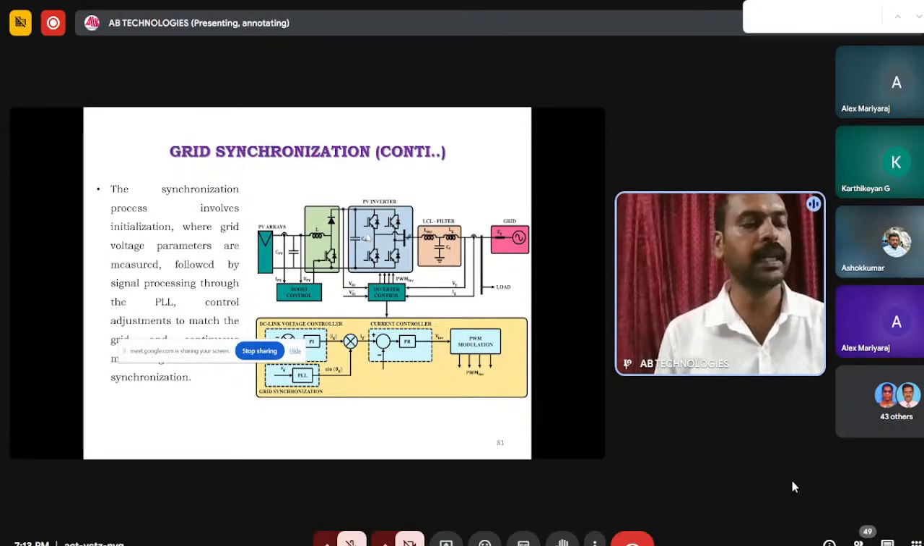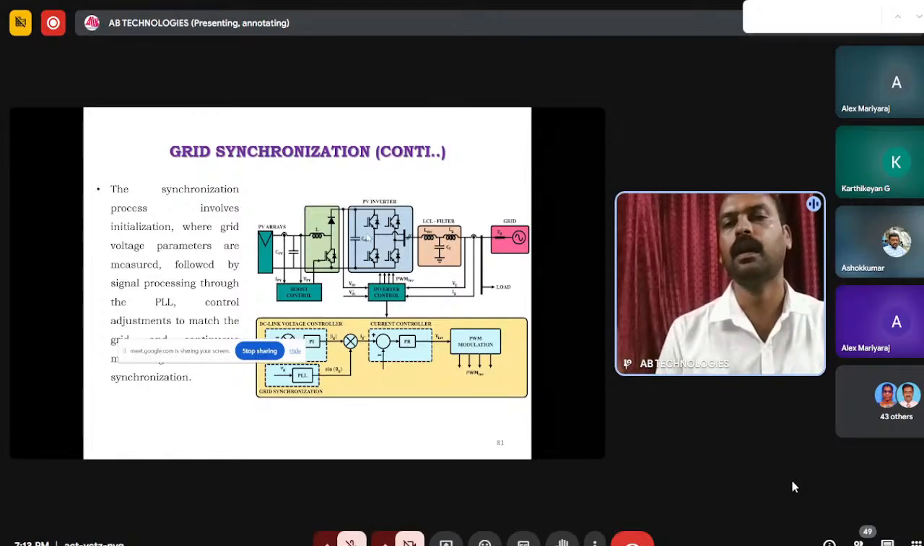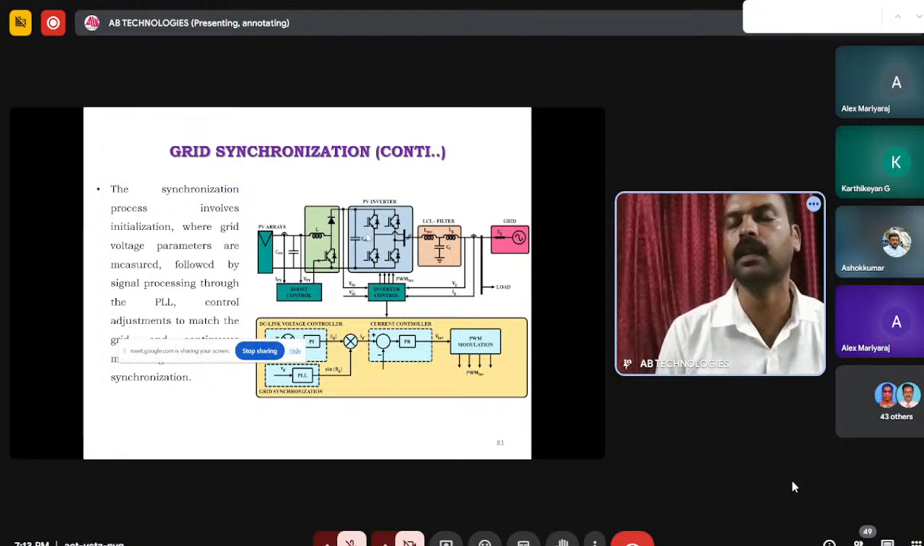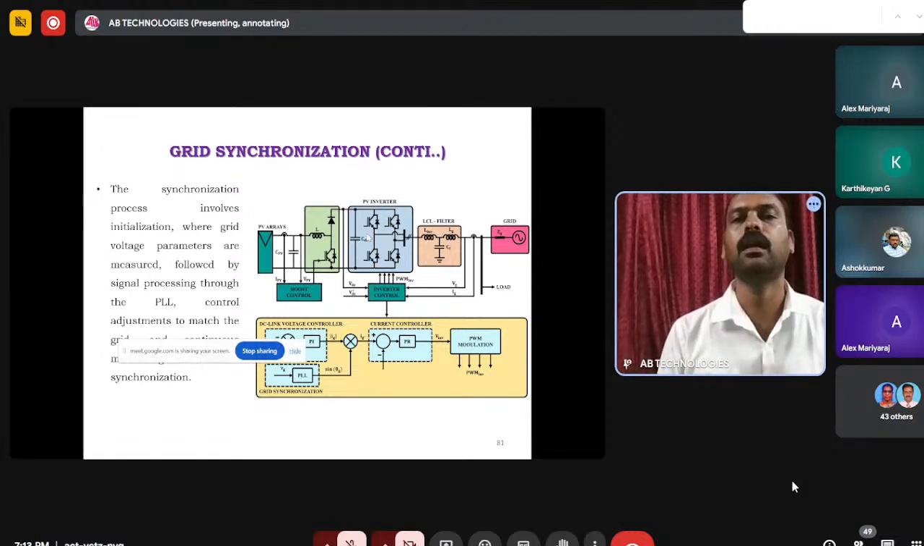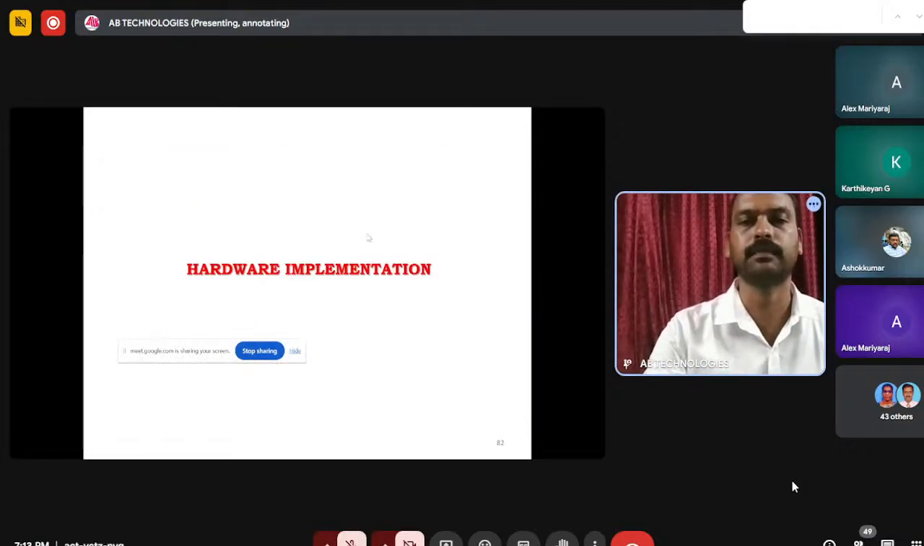We have to measure the real and reactive power. That error we can take, and we have to use a PI controller. The PI controller will create a sinusoidal PWM with the help of sine modulation. That is combined, and the error as sine PWM is given to the inverter. So the inverter will convert the DC into AC. So this is the bidirectional control, or grid synchronization, of the inverter system.